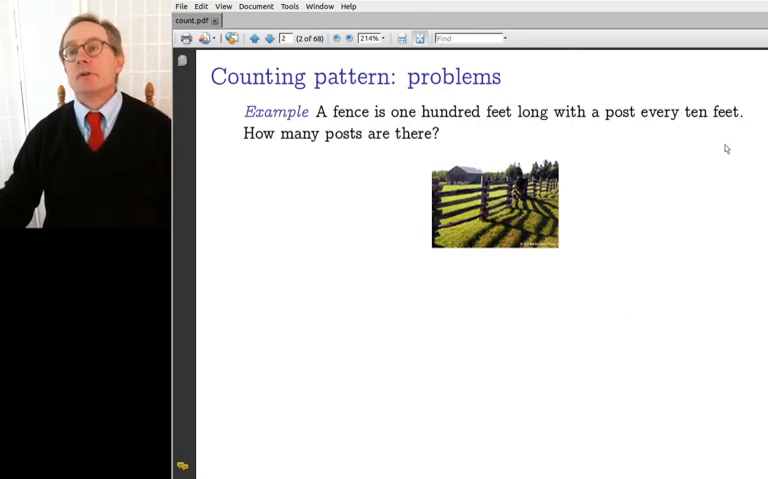Okay, a lot to do today, so let's get started. We're going to do counting, and counting is notoriously hard. So I want to start out with a couple of problems that illustrate just that point exactly, that it's difficult.